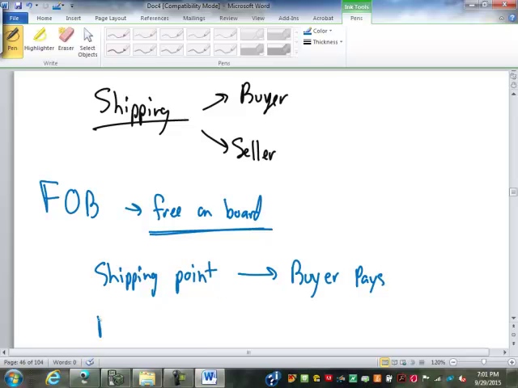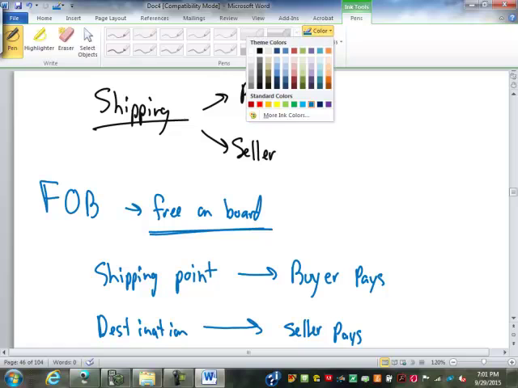Free on board destination. Who's at the destination? The buyer. It's going to end up at the buyer. Free on board destination means it's free at the buyer, which would mean the seller pays.